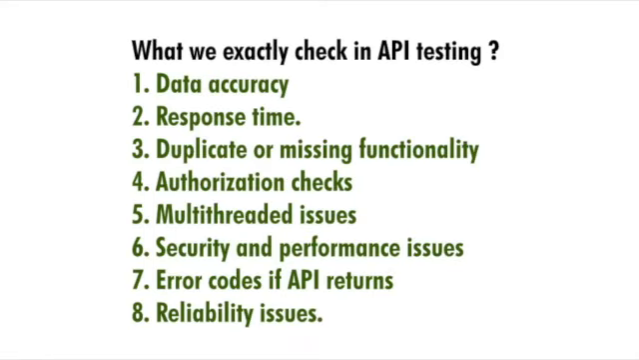What do we exactly check in API testing? We check data security, response time, duplicate or missing functionality, authorization checks, multi-threaded issues, security and performance issues, error codes the API returns, and reliability issues. We are going to see a few of these things in this video.